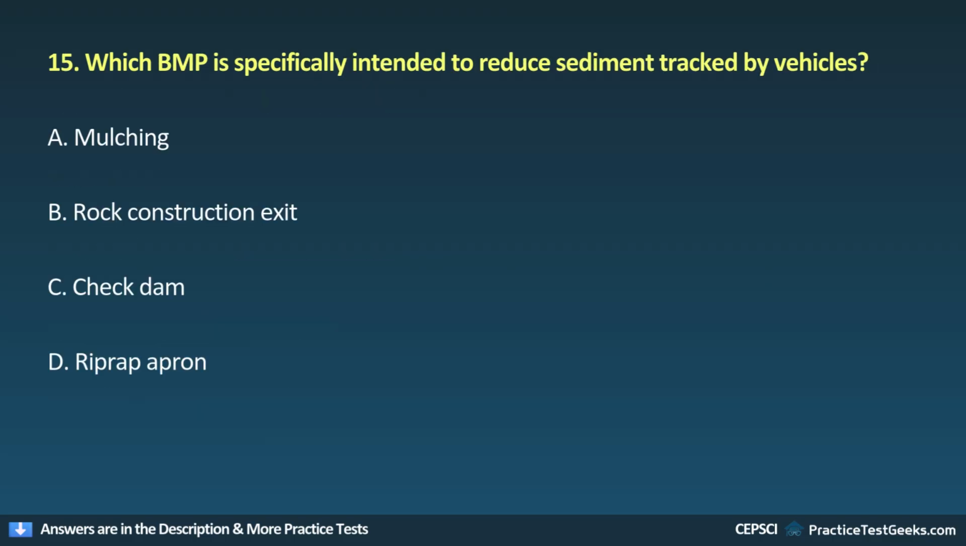15. Which BMP is specifically intended to reduce sediment tracked by vehicles? A. Mulching. B. Rock construction exit. C. Check dam. D. Riprap apron.